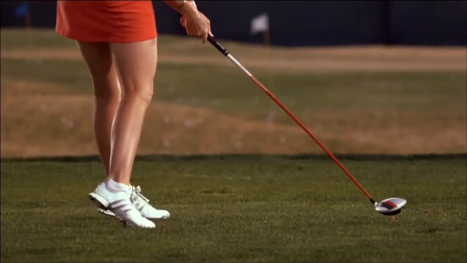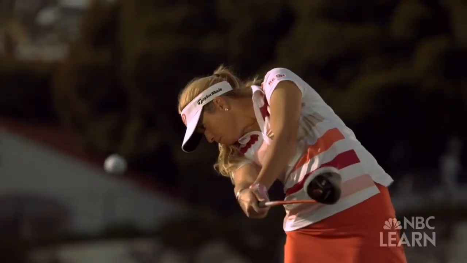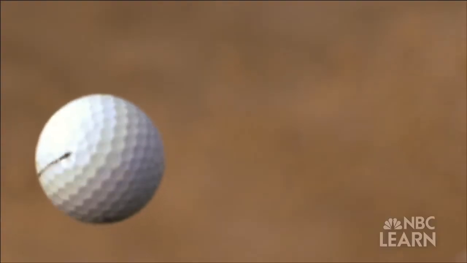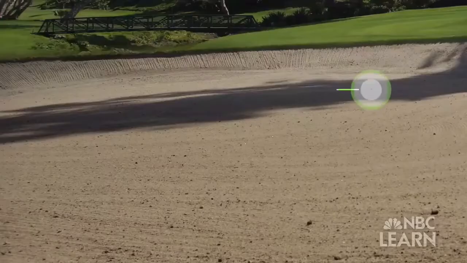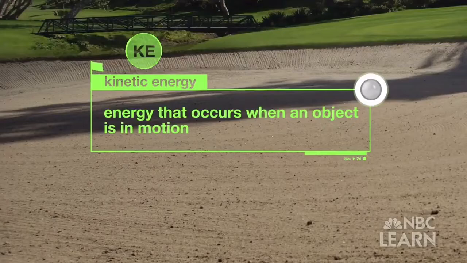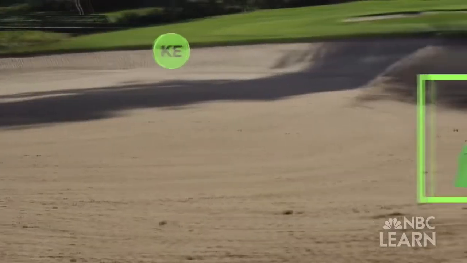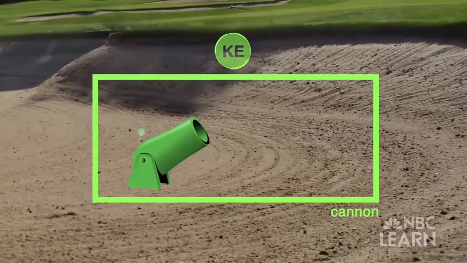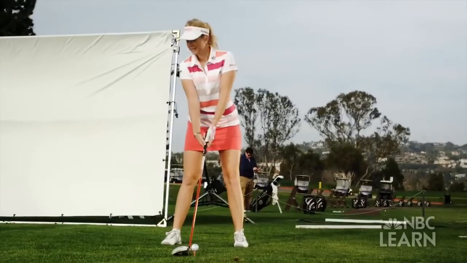Whether it's a golf ball or an automobile, there's always some form of potential energy that's being converted into kinetic energy. Kinetic energy is energy that occurs when an object is in motion. It also comes in many types, such as when a cannon is fired. There is kinetic energy in the motion of the cannonball, as well as in its heat and sound. Are you ready? Swing away, sister.